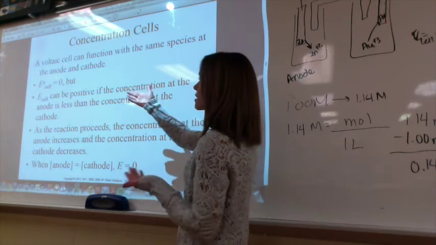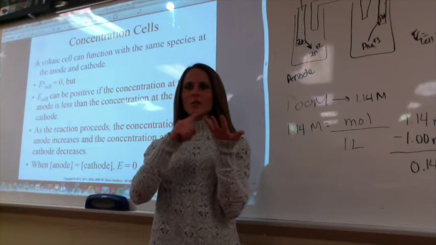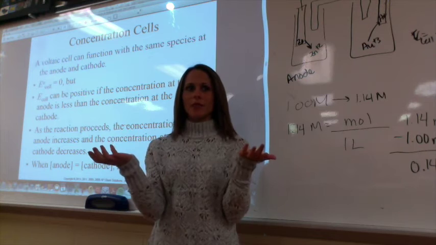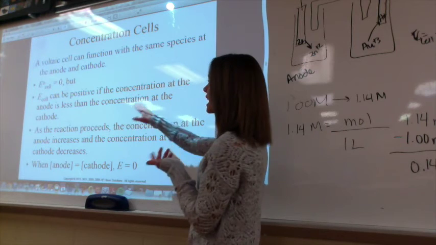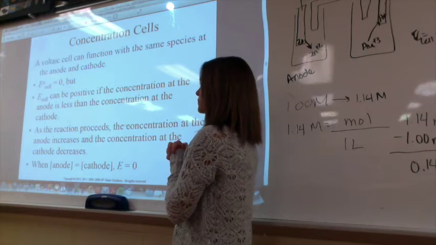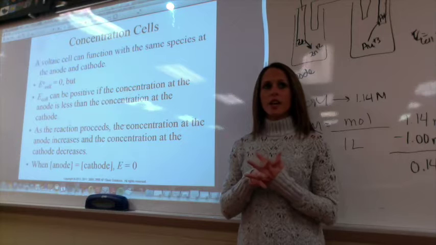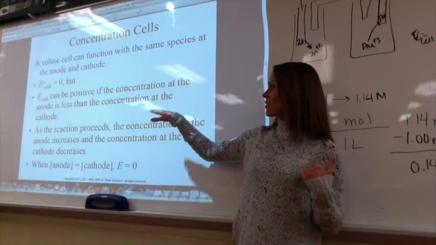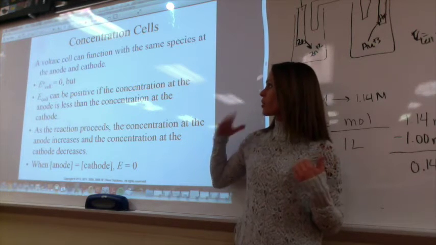So it says the cell voltage is 0. Why does that make sense? Because your E cell is equal to the E reduction plus the E oxidation. If you're taking one value off of your table, you're reversing one of them, it's going to be 0. Agreed? So it can be positive, though, if the concentration at the anode is less than the concentration at the cathode. So that has to do with the equilibrium, Le Chatelier's, that we were just looking at. So if the concentration at the anode is less than the concentration at the cathode, that means the concentration at the cathode would be high, we can create some voltage.